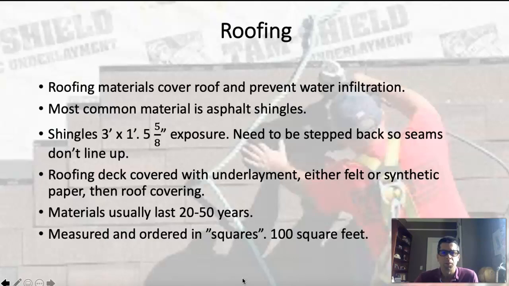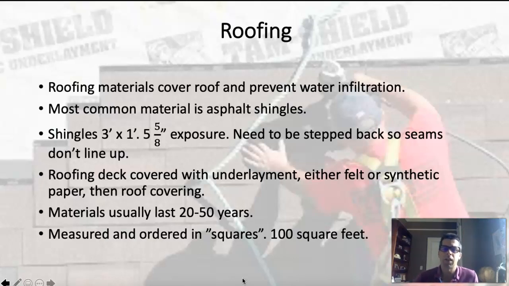We'll see some pictures here in a little bit, but most of the asphalt shingles that we're going to encounter are going to be 3 feet long, 1 foot tall, and they're going to have a 5 and 5/8 exposure. So out of that 1 foot height, we're only going to see 5 and 5/8 of it because there's going to be a shingle that covers half of each shingle, and then on the ends we're going to leave 5 and 5/8 exposed, and that's going to create the setback for each one of our shingles.